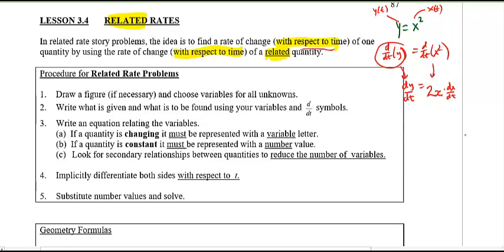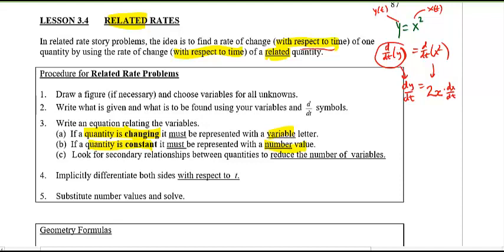So that's a little bit of a preview of what you're going to be doing. Now, we can go through this procedure, but I prefer to go through some examples first, and then you can come back and look at this procedure. If you like recipes, this is what you can do. The key thing I want us to realize is when you write an equation relating variables, if a quantity is changing, it must be represented with a variable. A changing quantity has to be a variable. If it's a constant, however, then we should represent it with a number.